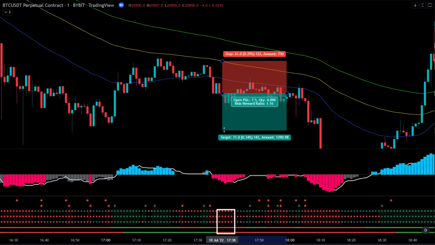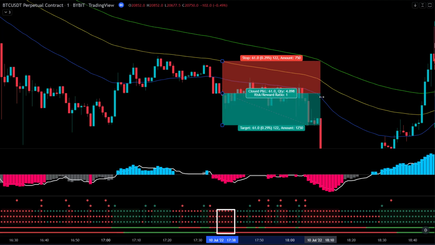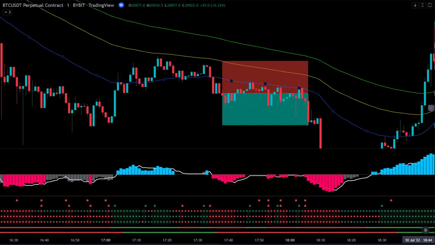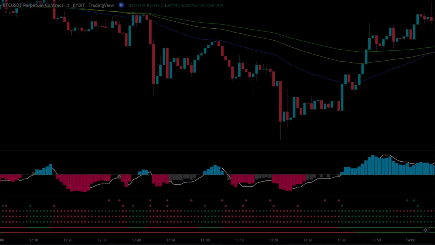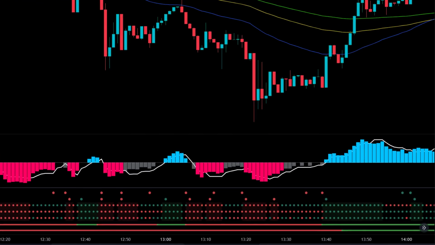I now set my stop loss above the last swing high and set my target at a risk-reward ratio of 1. As you can see, this was also a nice scalp position that closed with a profit in a few minutes. Here, we see another great example of a sell position.